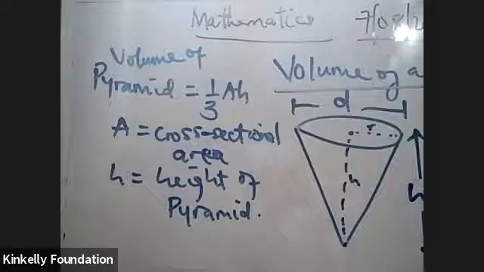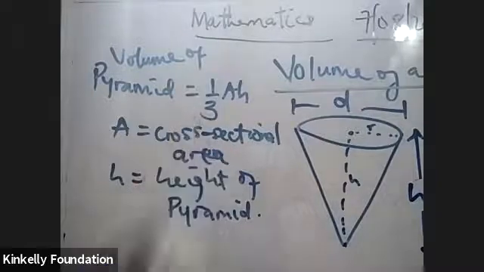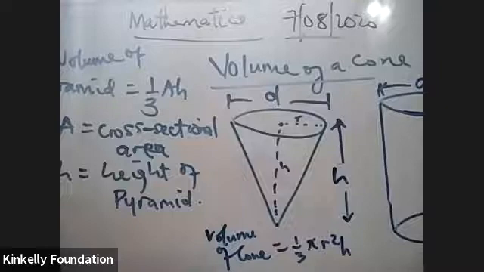Now, having noted this, we see that a cylinder has no 1/3 in its volume, because a cylinder is a prism, and a prism has a constant cross section. The volume of a cone is 1/3 pi r square h.